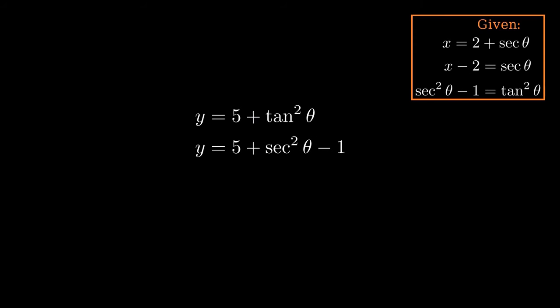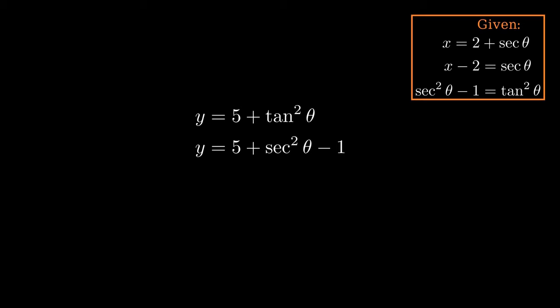The first is our expression for x, and then I'm going to subtract 2 from each side, so I have an expression for secant. The last line is secant squared minus 1 equals tangent squared. That's one of the formulas that's given to you. And then here's the y expression that we're going to work with. So I substituted in secant squared minus 1 for tangent squared. Why? Because our x is in terms of secant, so that's why I'm using secant there.